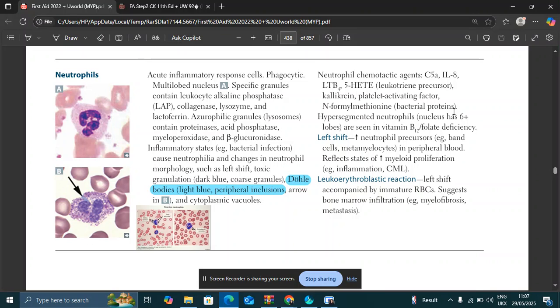Absolute neutrophil count is equal to WBC count times percentage of bands plus percentage of segmented neutrophils. This is how we calculate absolute neutrophil count. Okay. What are the causes of neutropenia?